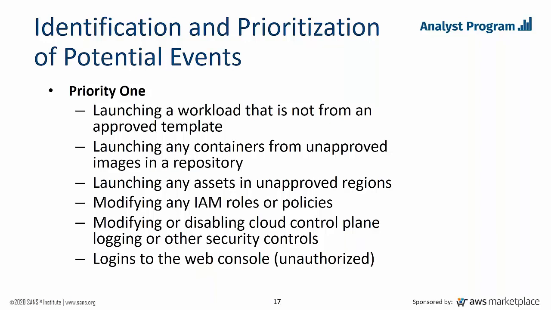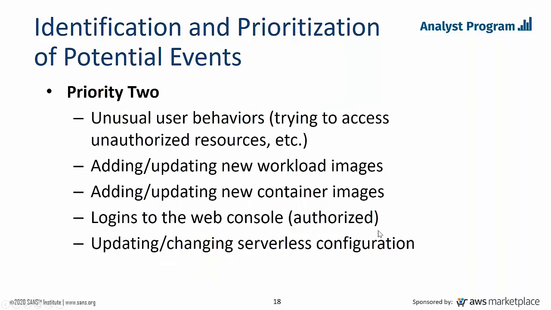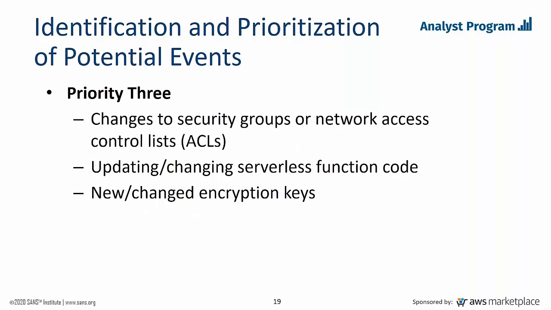You're saying, okay, I'd say most people tend to agree with these as priority 1 types of alerts, but there's definitely lots of others that you could emphasize. Any unusual user behaviors, updating or changing images, even authorized logins to the web console should be something you pay attention to as far as follow-up activities. People changing any of your serverless configs, you want to know this. It doesn't mean it's malicious. You should have a sort of approved workflow for how that happens, but you want to know it.